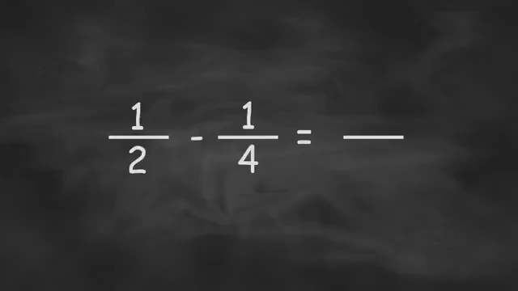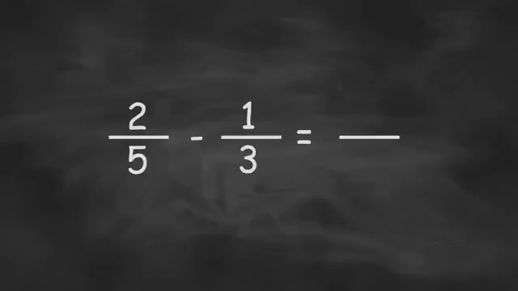So in this example, we're going to take our 1/2 and multiply the top and bottom by 2. So we're going to get 2 on the top and 4 on the bottom. So we took 1/2 and now turned it into 2 quarters. Now you have 2 quarters minus 1/4. Since those are the same denominator, we can just subtract 2 from 1, leaving us with 1/4.